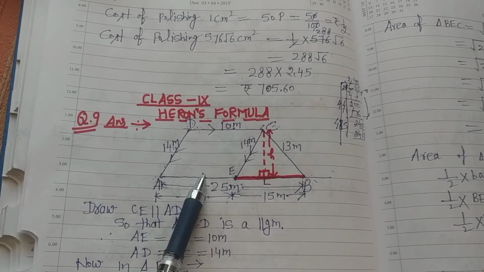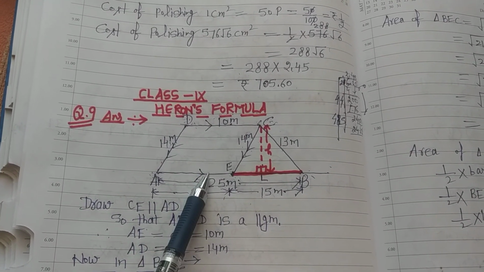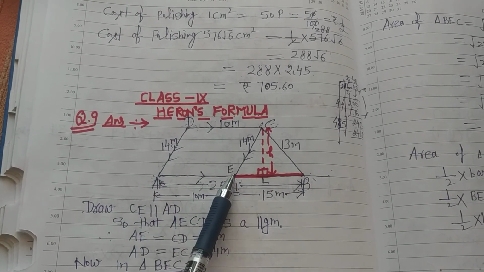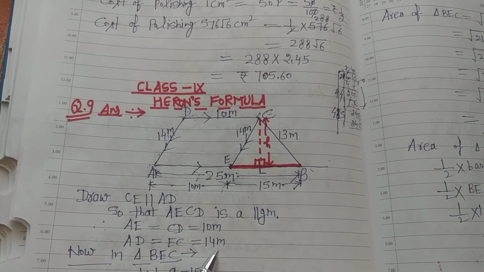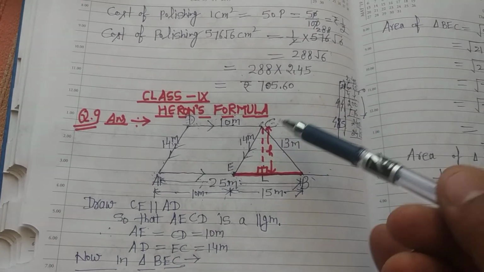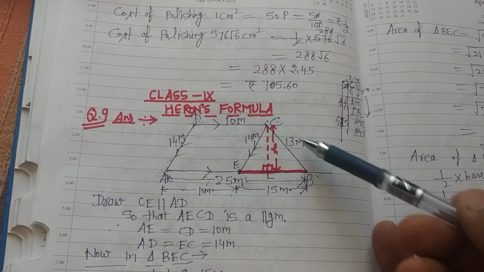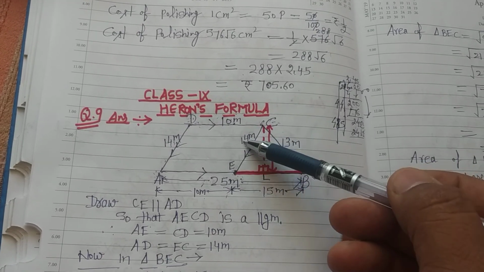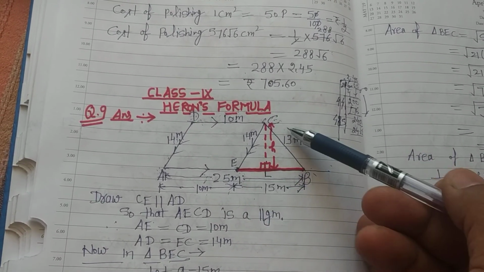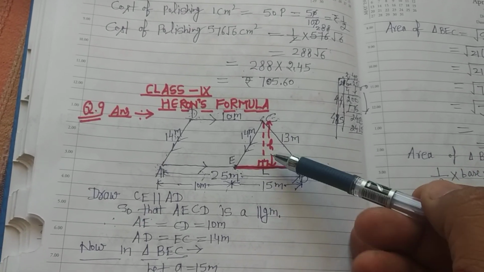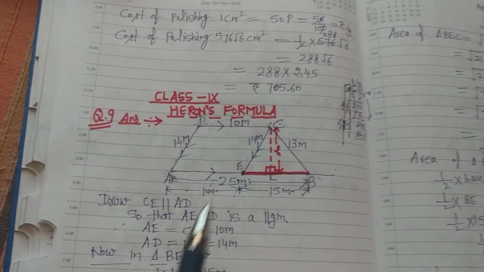And if it is a parallelogram, then opposite sides of the parallelogram are equal. So CD is 10, therefore AE is also 10 meter. AD and EC will be 14 meter. Now we will find the area of this triangle BEC by using Heron's formula, and then we will find its area by using half into base into height, and then we'll equate both the equations.